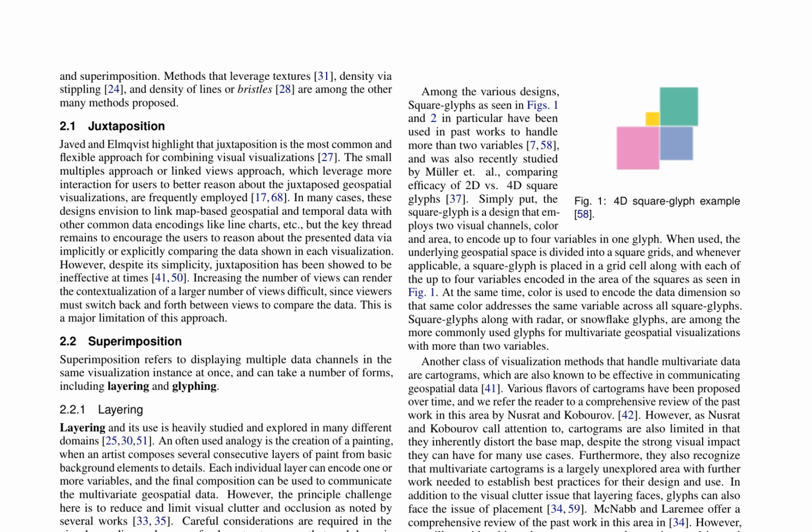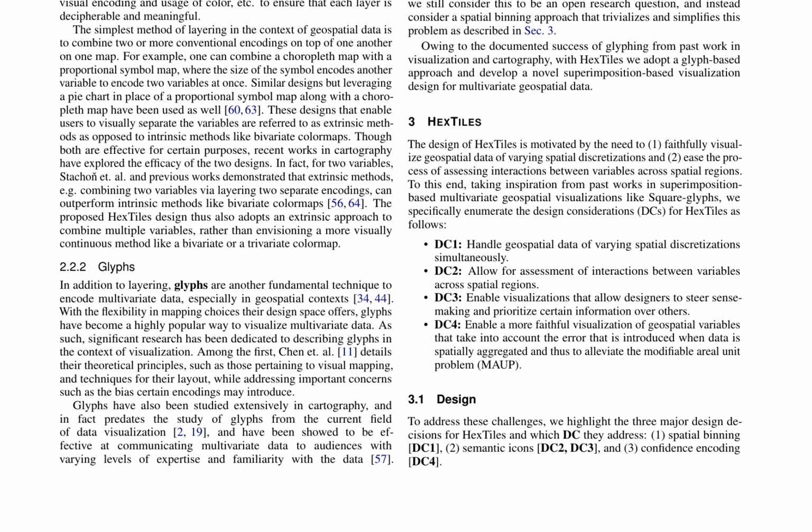In contrast, superimposition displays multiple data channels in the same visualization instance, such as through layering and glyphs. Layering combines two or more conventional encodings on top of each other, while glyphs are used to encode multivariate data. However, these methods have limitations, including the need to reduce visual clutter and the importance of careful visual encoding. Another approach is the use of cartograms, which can be effective but inherently distort the base map.